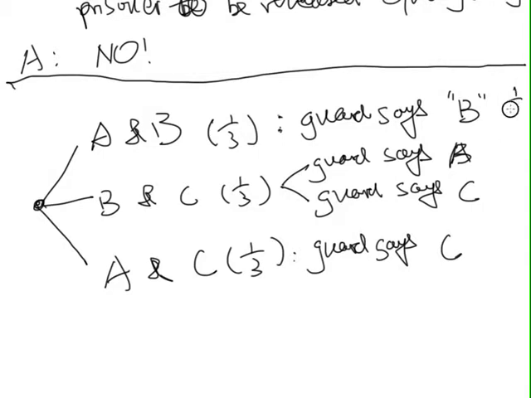So we know this has probability 1/3, and these two combined have probability 1/3, so each of them has a probability 1/6, assuming the guard is equally likely to tell A whether it's B or C. And lastly, this is probability 1/3. So we have 4 numbers.